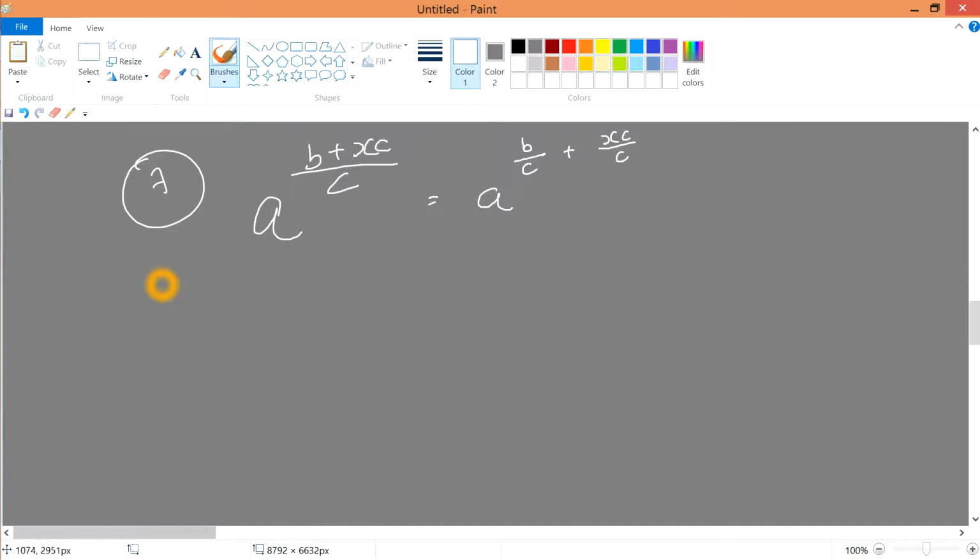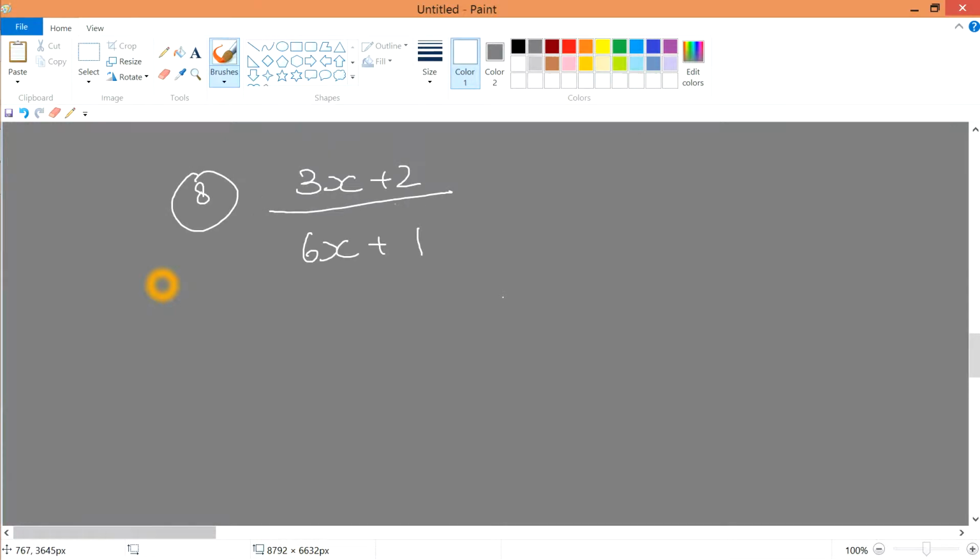Alright, it's the same thing. You should type it in the calculator, put in some values, and check it out. Now I can also rewrite this term as a times ax, because c and c cancel, so I have ax times ab over c, and that's all I have.